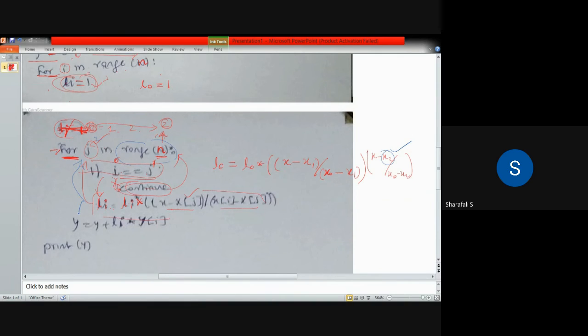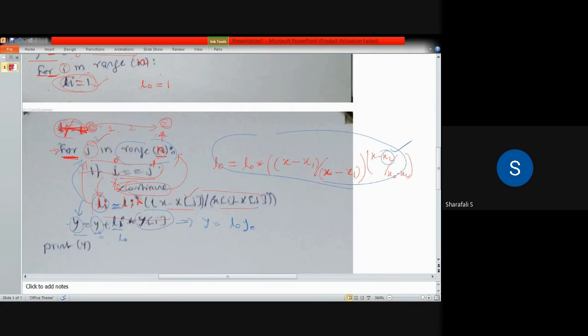Then it will go into this step. Then your y will become y plus Li. What is the y value? The y value is 0 now, because we initialized y equal to 0. So 0 plus Li, and Li is nothing but L0, which we have calculated here. L0 will be equal to all these terms. And L0 into y of i. y of i is y0. So L0, y0 is added to this y, which means that y equal to L0, y0.